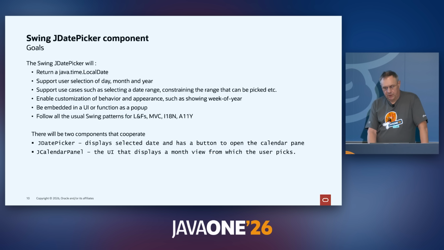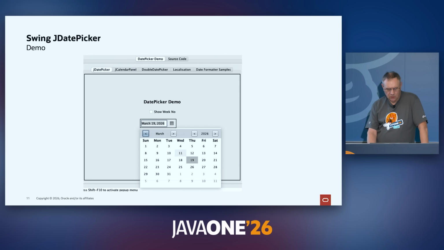And in the proposal we have, there are basically really two components. Well, there's a third, but there are really two components. What's called the JDatePicker, which displays the currently selected date, and JCalendar pane, which is the month view, and I'll show these here. So this is what it looks like in the Swing Set 2 demo. In fact, I'll show that in a minute. And functioning as a pop-up.